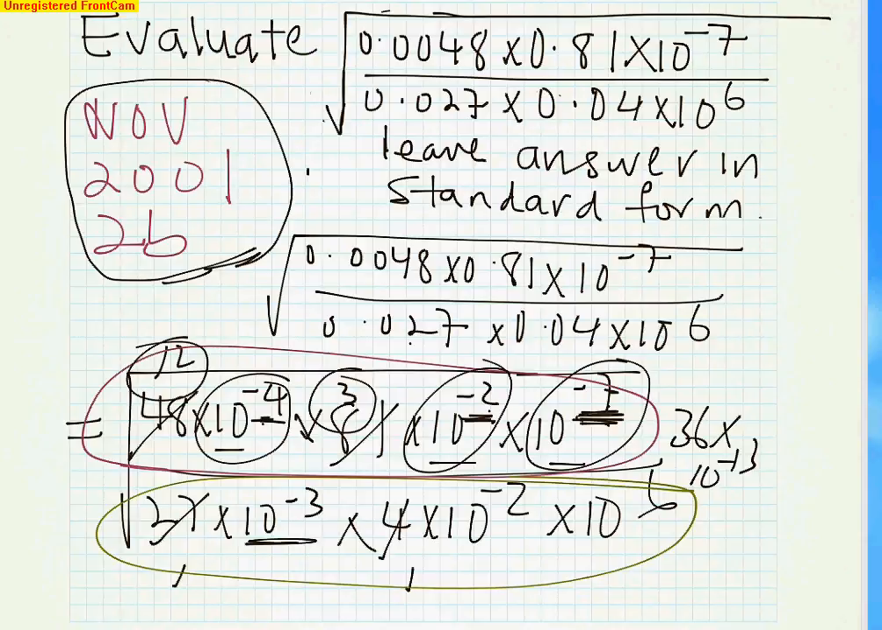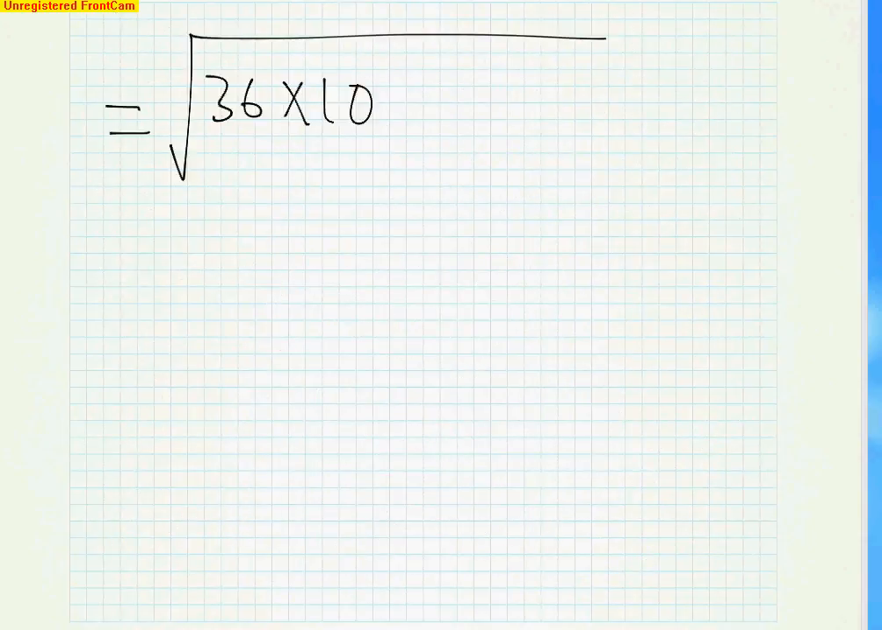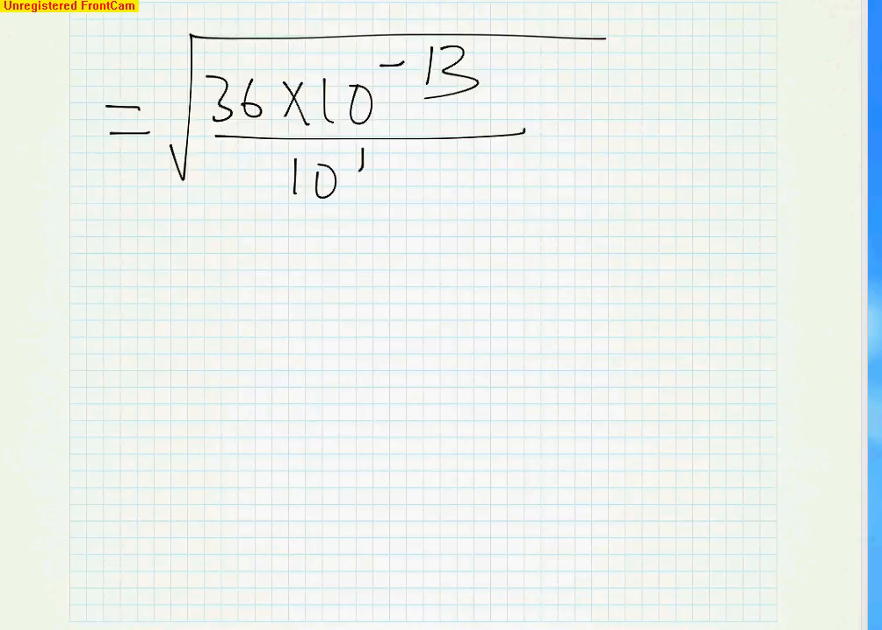And at the bottom here I don't have any actual integer. So I have negative 3 here, negative 2 here, and positive 6. Negative 3 plus negative 2 is negative 5, plus positive 6, this just gives me 10 to the power 1. So I can come back and write this as the square root of 36 times 10 raised to the power negative 13, divided by 10 to the power positive 1. I hope you see that clearly.